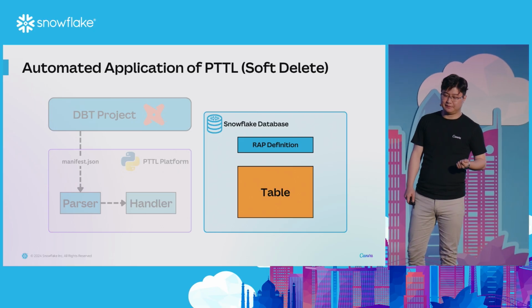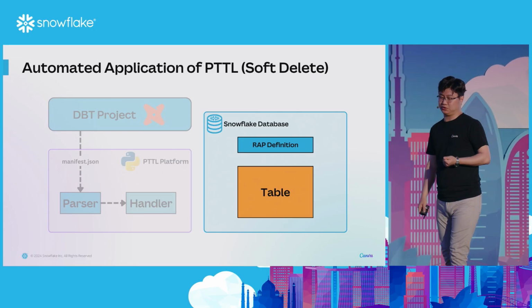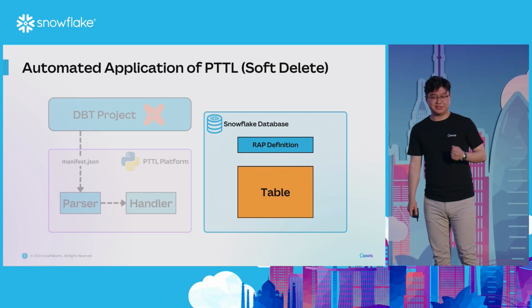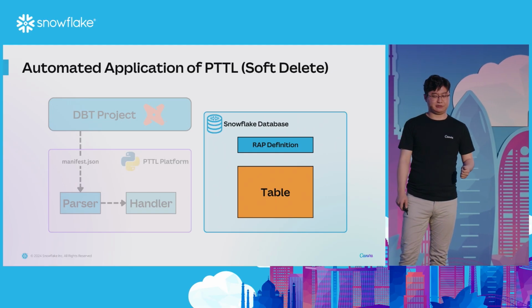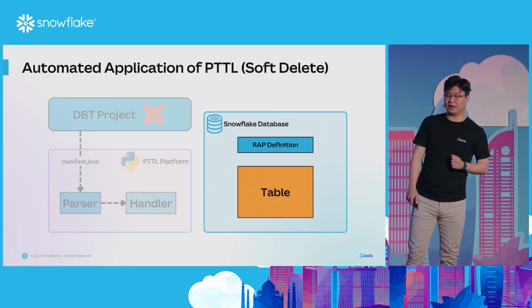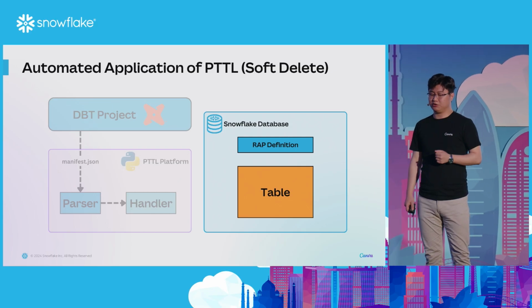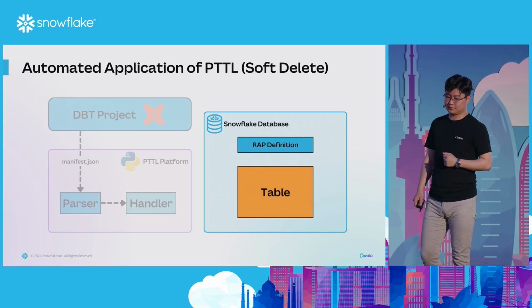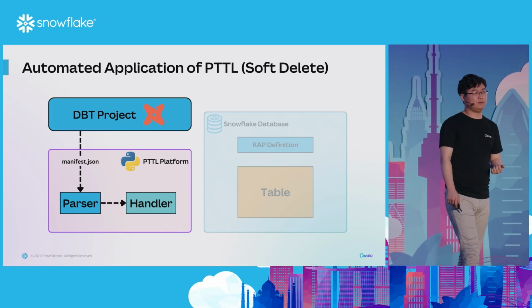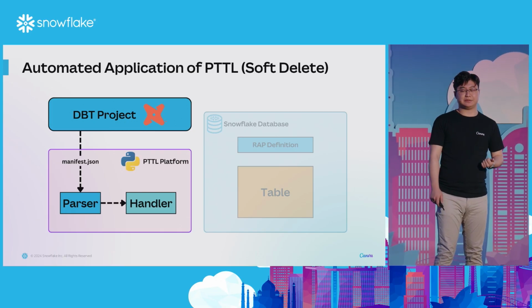First, we have the Snowflake database where all our tables are stored. In order to focus primarily on how the soft delete is applied, please assume that the row access policy definition in relation to a predefined PTTL policy has already been made available in the warehouse, for example, when you roll out a new business policy. Second is the Python-based PTTL platform, where the automation is managed.